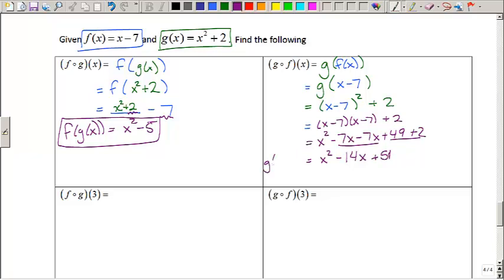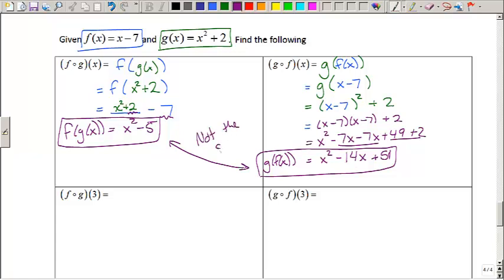So g of f of x is equal to x squared minus 14x plus 51. Are these expressions the same? Is f of g of x equal to g of f of x? Well, no, they're not even close to being the same. So I just wanted to emphasize that they are not the same.